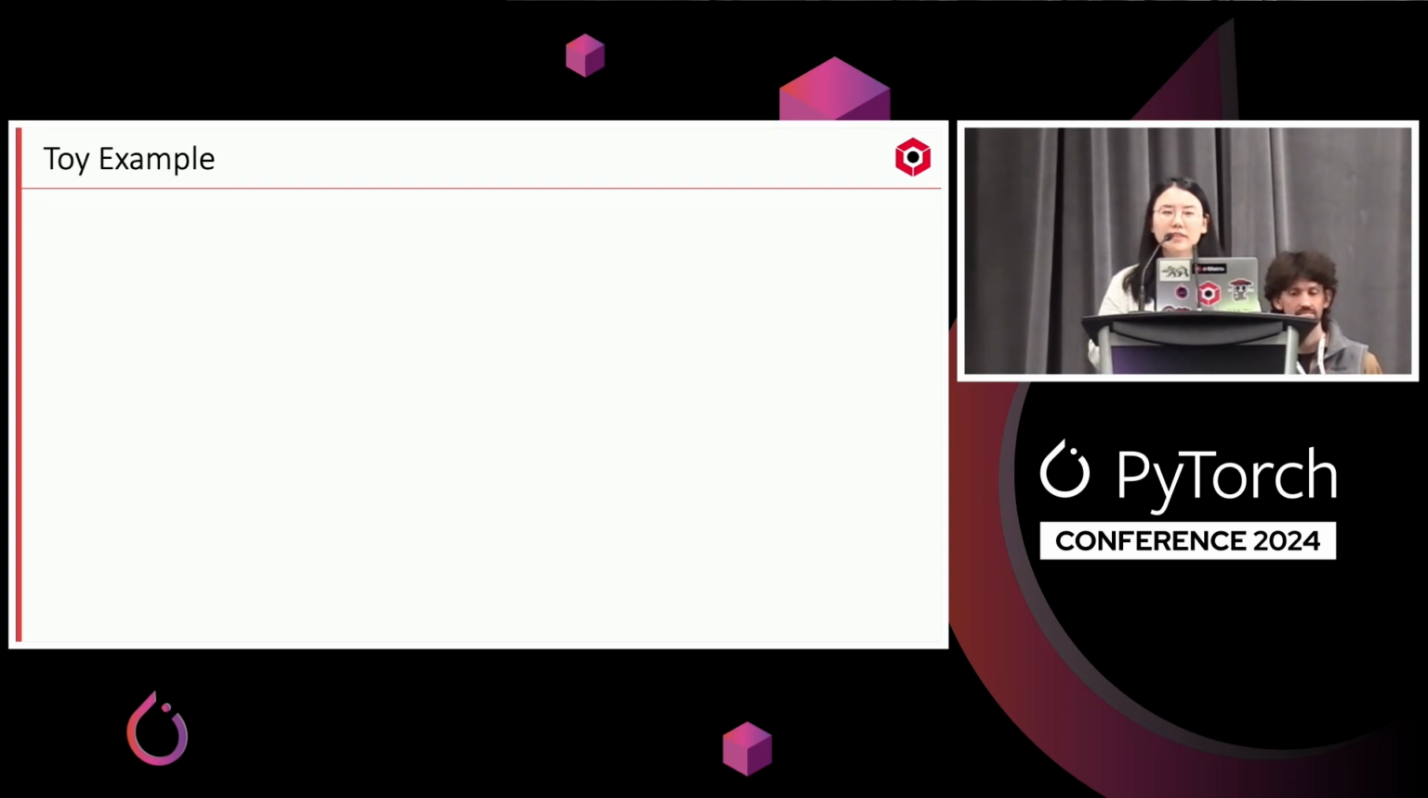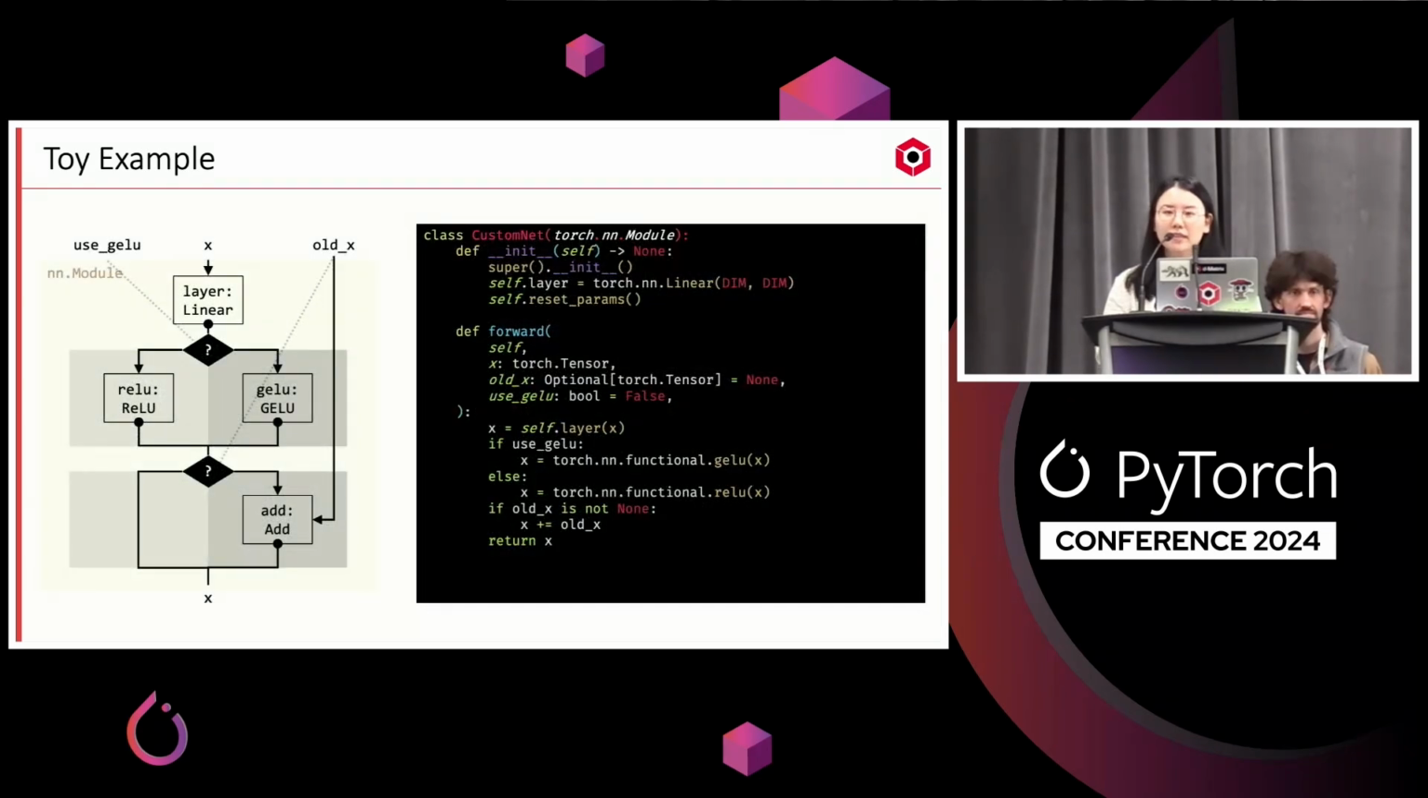So now let's summarize the flow of dmx-compressor with a concrete example. Imagine a custom net model with a linear layer and two optional input arguments to the forward function. If old x is not none, it is added to x. And if use JALU is true, JALU is used as the activation function instead of ReLU. So we can see that the computation graph of this model is dependent on the input arguments, making it impossible to decide a static graph upfront.